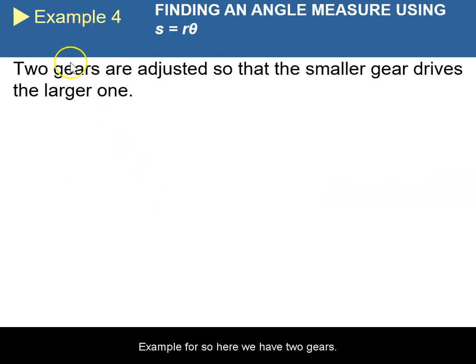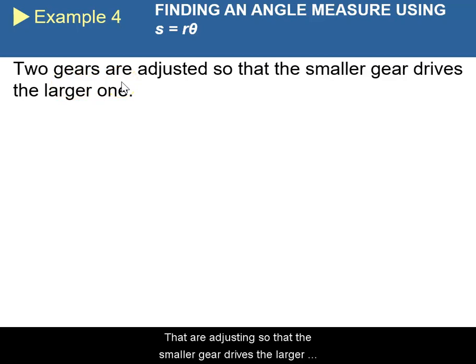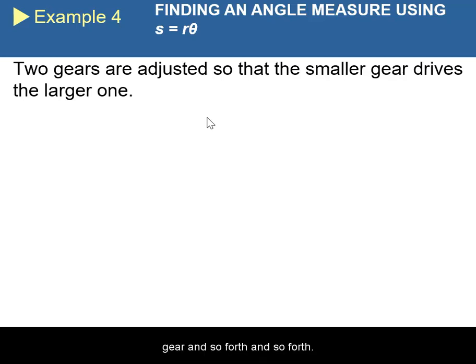Example 4. So here we have 2 gears that are adjusting so that the smaller gear drives the larger one. And that's generally how gears work, right? You have one gear turns another gear, which possibly turns another gear, and so forth. If you've ever seen a clock or a watch, you take a watch apart, you have several gears. There's one central gear that turns another gear that turns another, and so forth. So right now what we're doing is we're just putting 2 gears together.